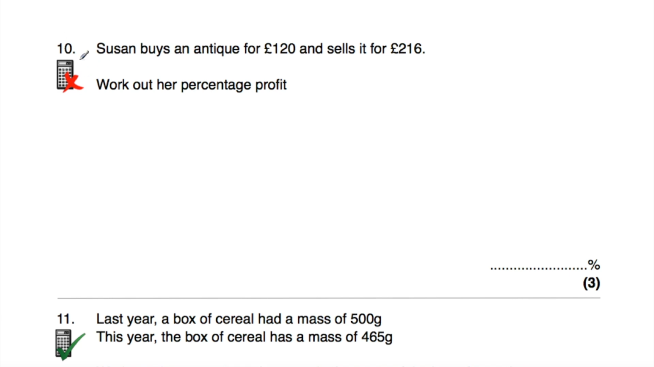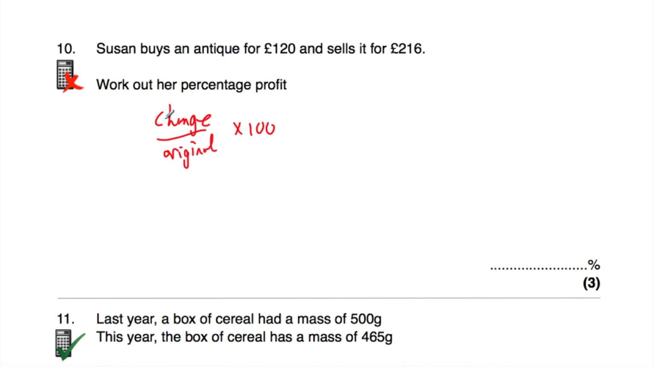Okay, so let's have a look at question number 10. Question number 10 says, Susan buys an antique for £120 and sells it for £216. Work out her percentage profit. Okay, so it's a non-calculator question, and we want to work out the percentage profit, so it's going to be change divided by the original times 100.